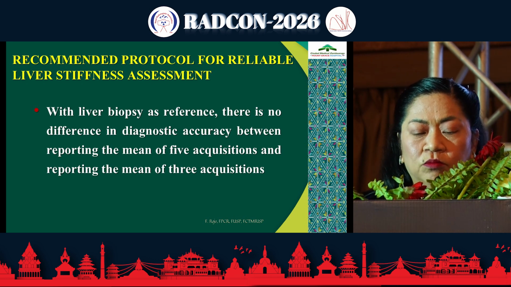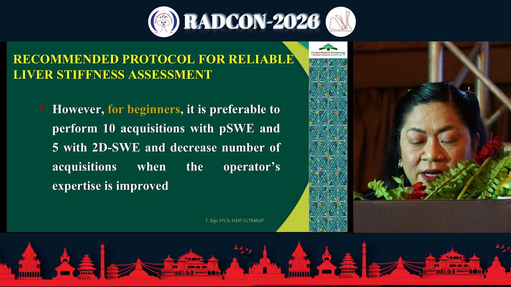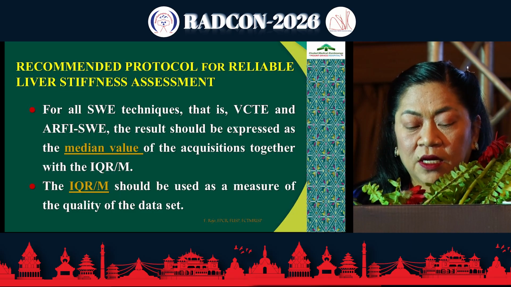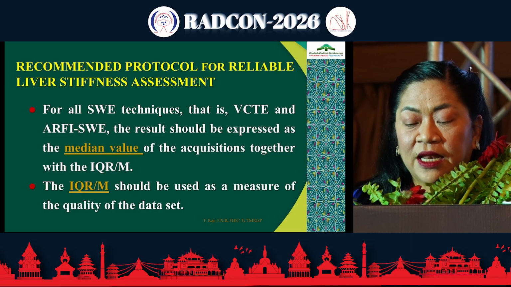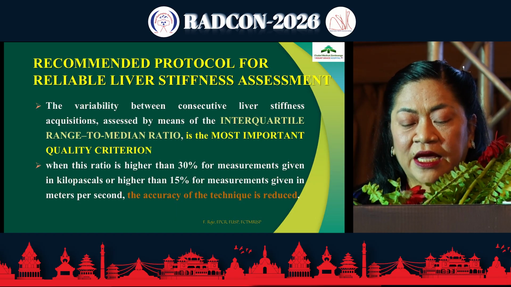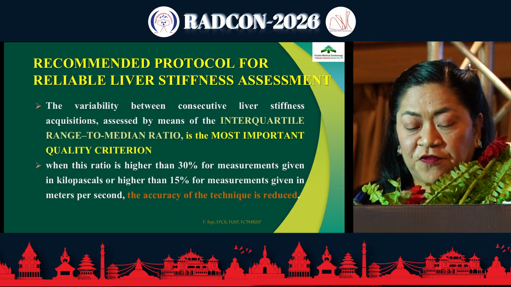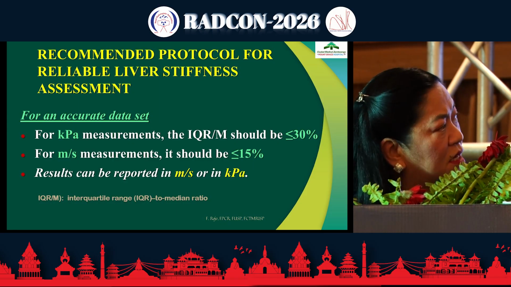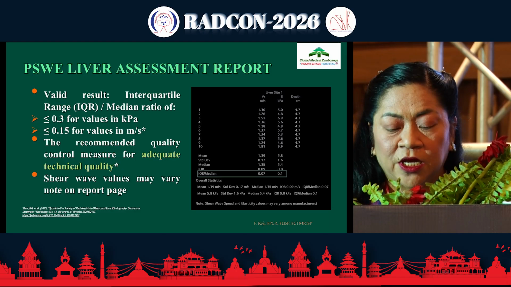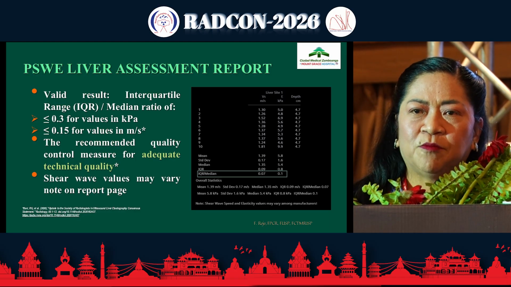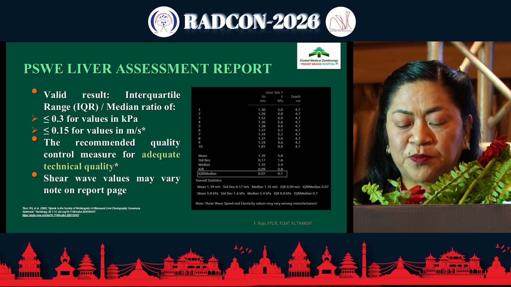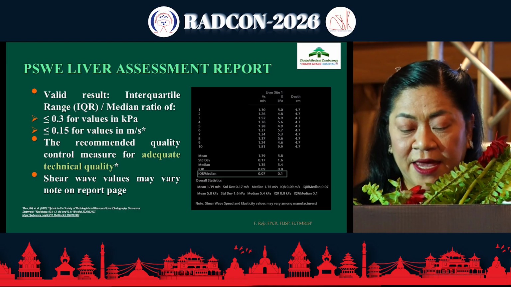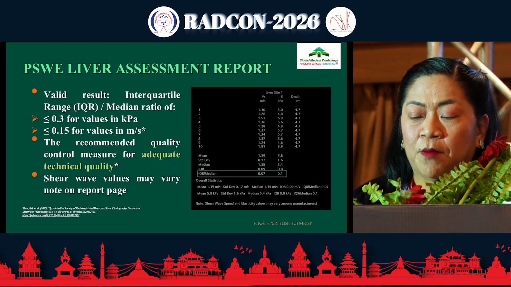When we get the IQR median, if you have kPa, the IQR median should be less than 30, and for meters per second, it should be less than 0.15. I don't know if you can see the IQR median part, but it should be less than 0.15 for meters per second, and 0.3 for kPa. And that means you have a good number.